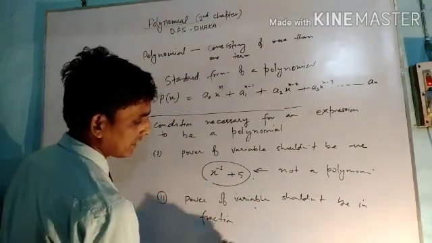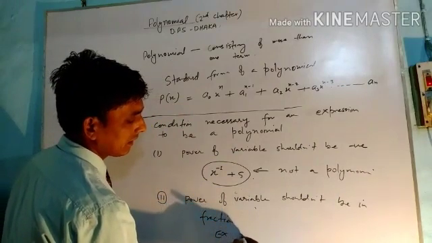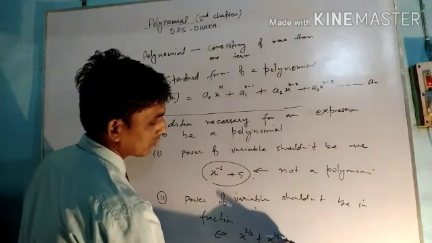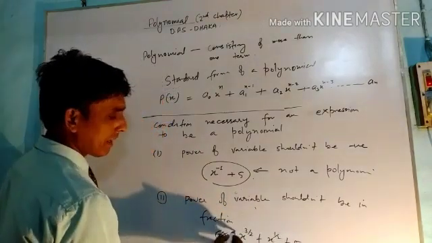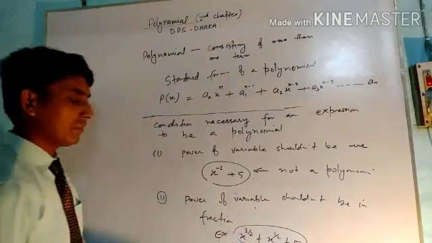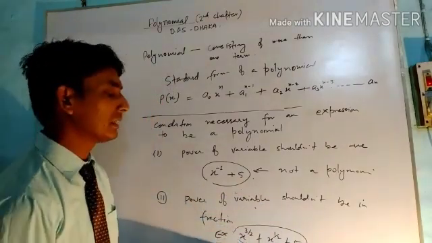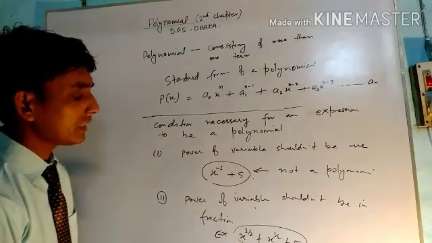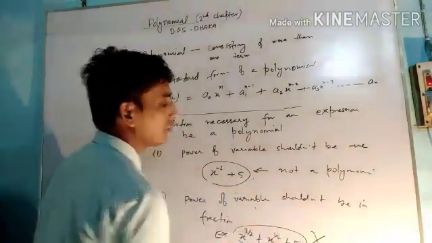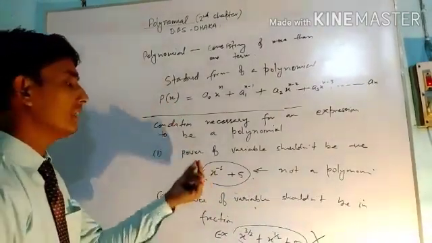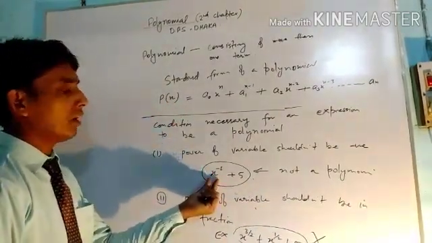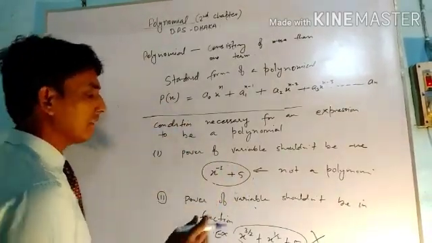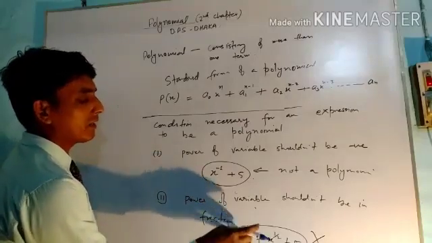If it is written like, for example, x to the power 3/2 plus x to the power 1/2 plus 5. Here the variable in this polynomial is x, and the power of the variable is a fraction, so it is not a polynomial. These are the necessary conditions: the variable should always have a positive power, and the variable should not have a power in fraction.